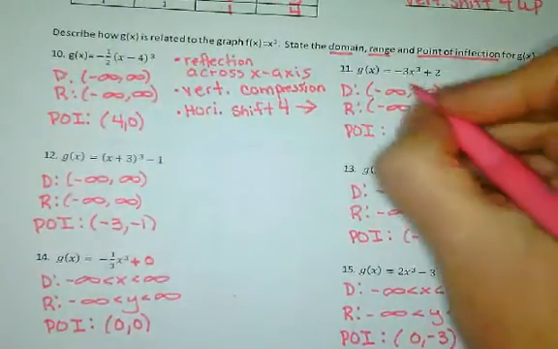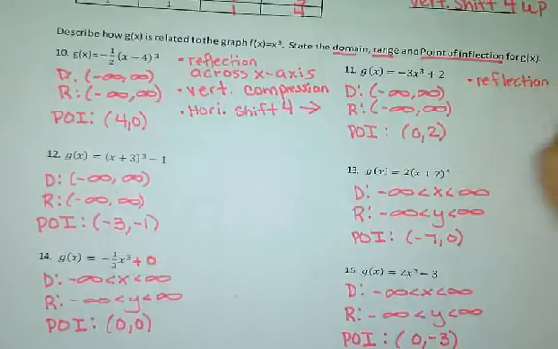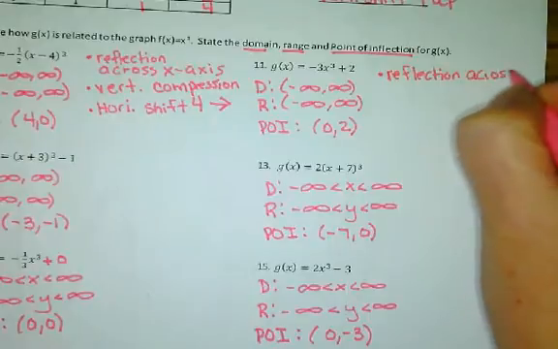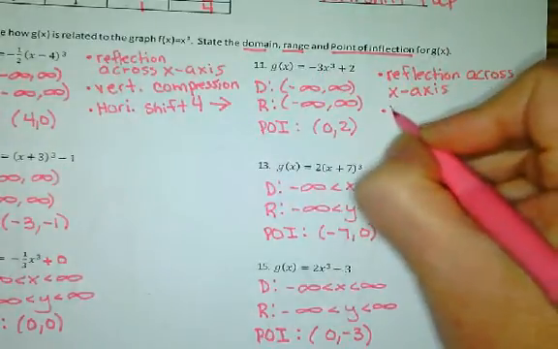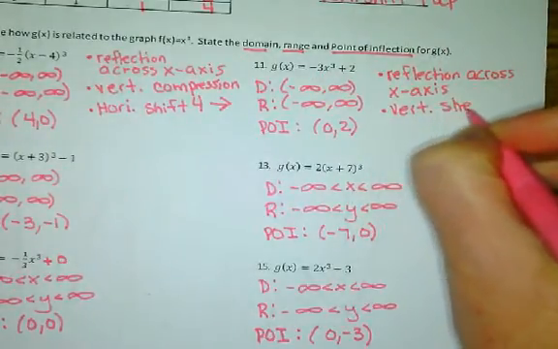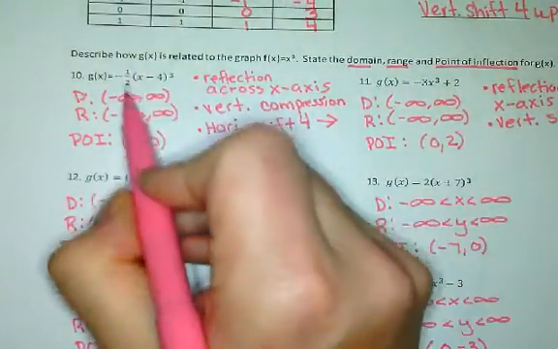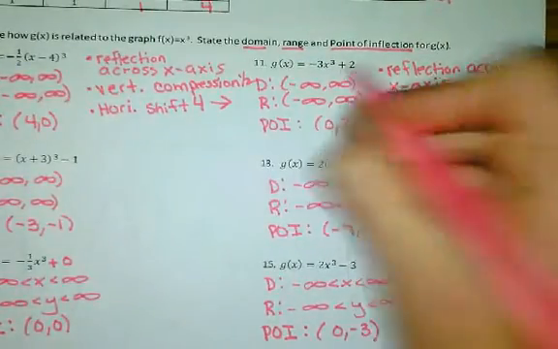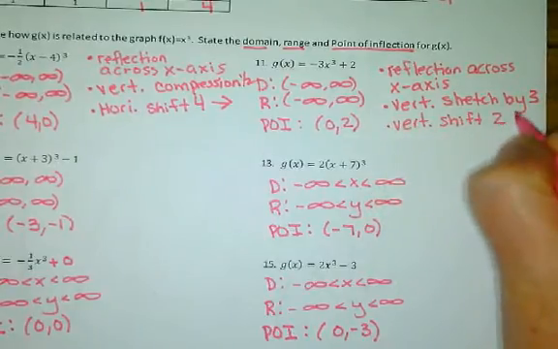All right, number 11. Again, I see that negative, so I know that's a reflection across the x-axis. I see the 3, that tells me it's a vertical stretch by 3, just like this was a vertical compression. I forgot to put that. So this is a vertical compression by a half. Okay, now I can also tell that this one moved up. So this is a vertical shift 2 up.